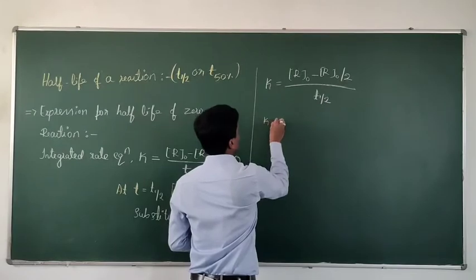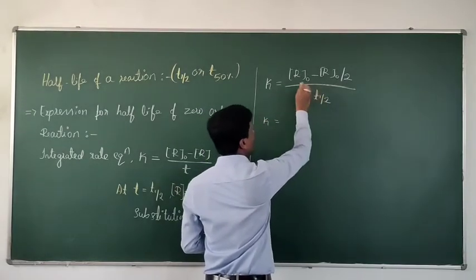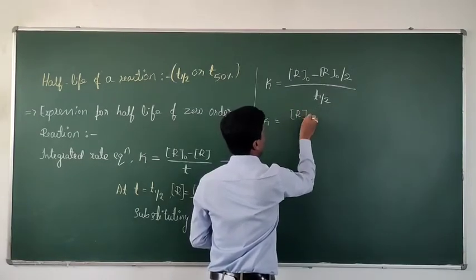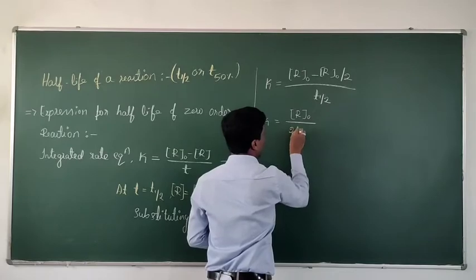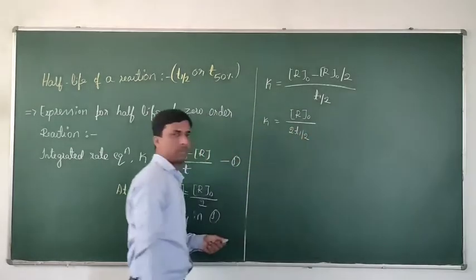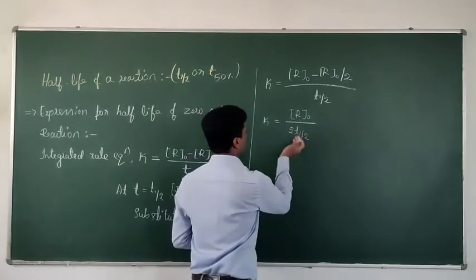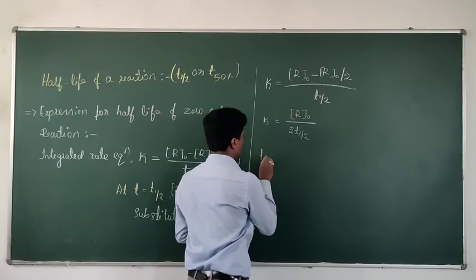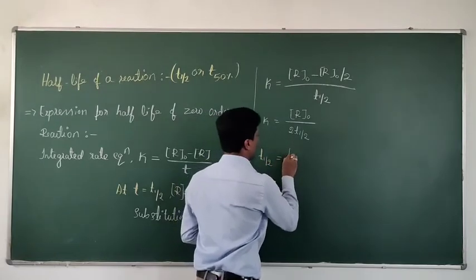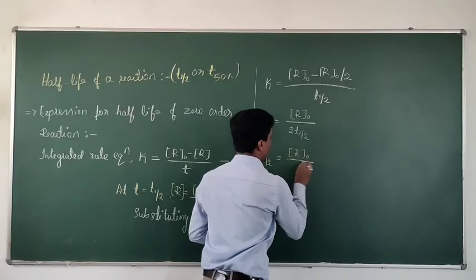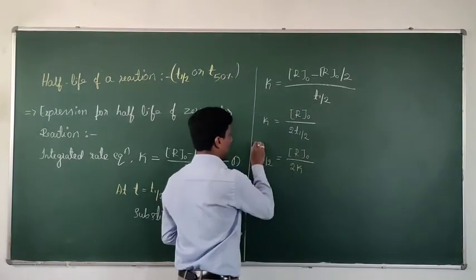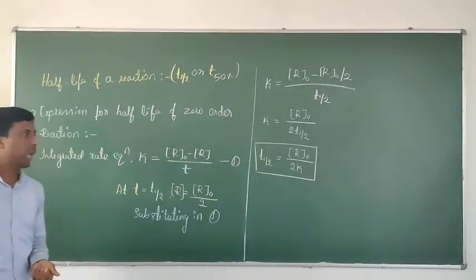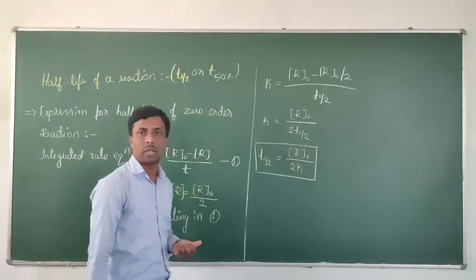Here, k is equal to R naught divided by 2 into t half. If I exchange k and t half, we will have t half is equal to R naught divided by 2 into k. It is the formula or expression to calculate t half of a zero order reaction.